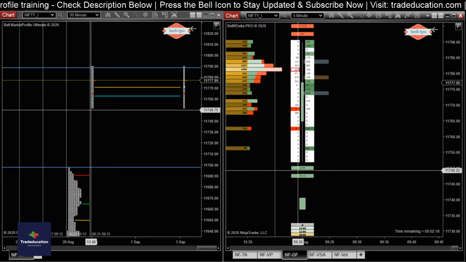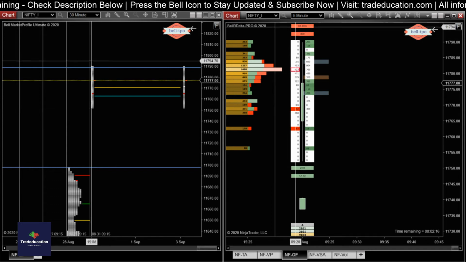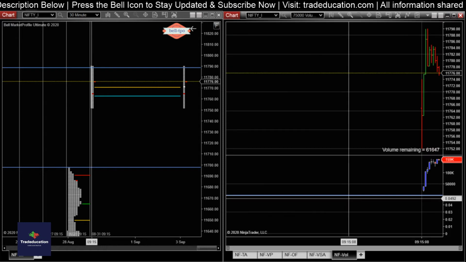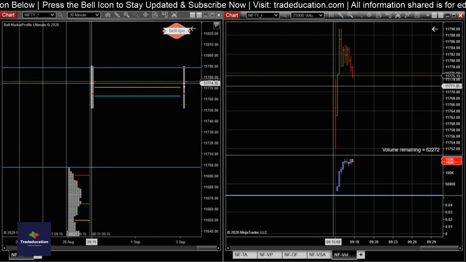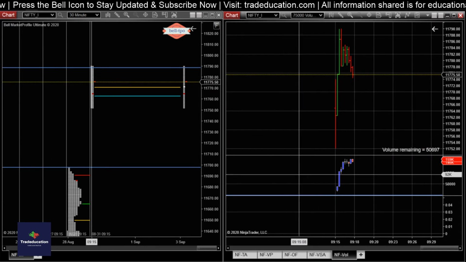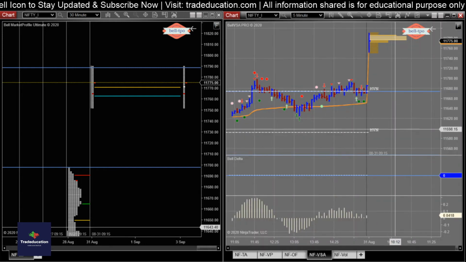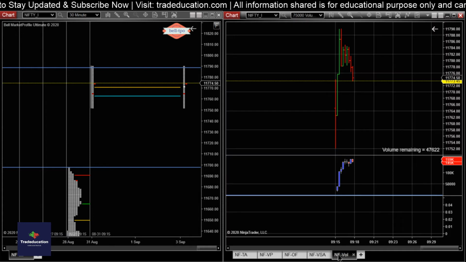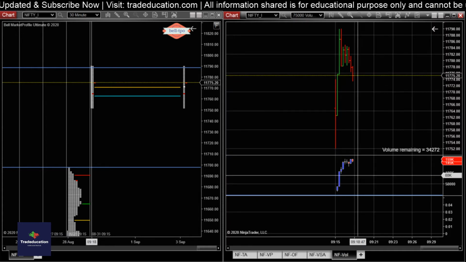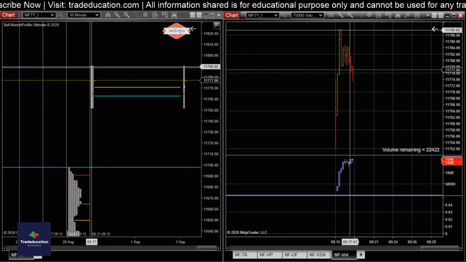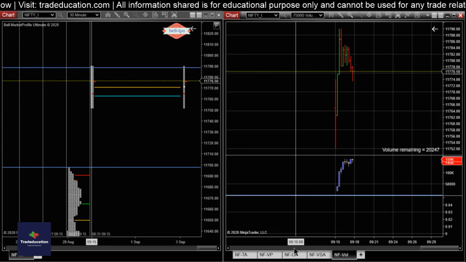The buyers' commitment of traders is higher compared to sellers, so odds are high that we will be tagging the high. Okay, and it seems the issue with my volume chart is back. Overall, the delta is positive. If you see, pretty positive delta, but now sellers are stepping in.